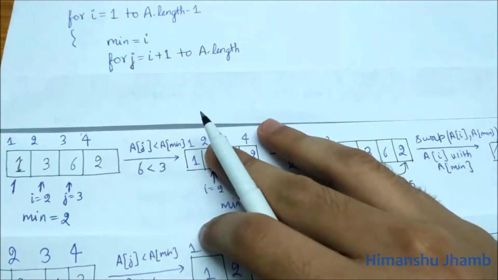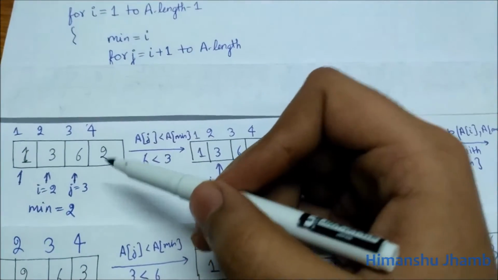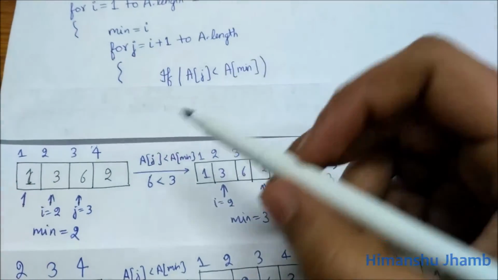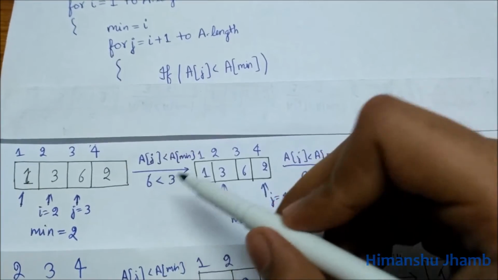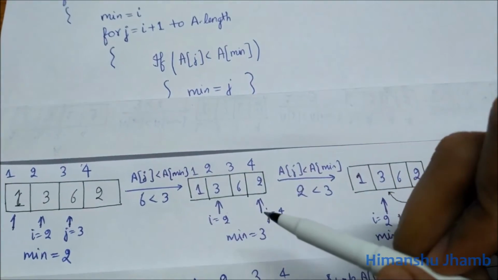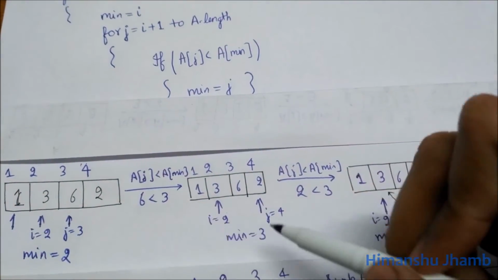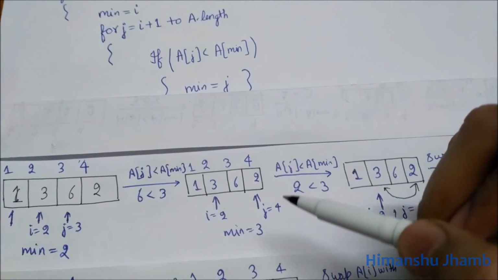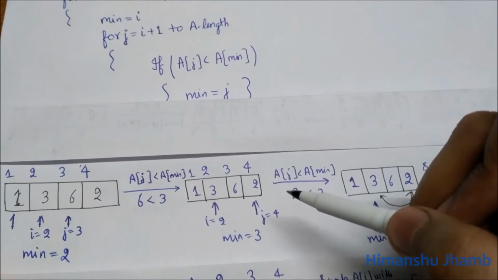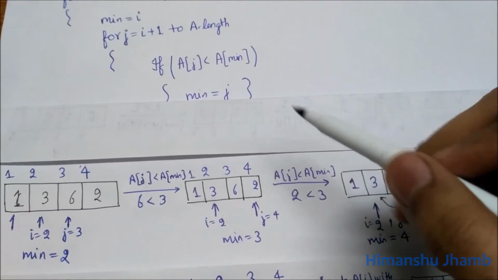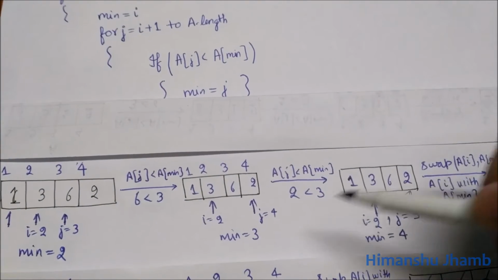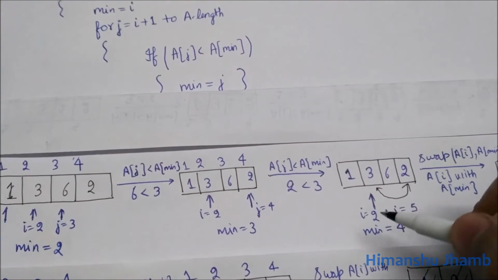Now j would be i plus 1, that is 3. We check if a[j] is less than a[minimum]. Yes, a[j] is less than a[minimum], so 6 is less than 3. So our minimum would be j. j was 3, so minimum would be 3 now. Now again j would be incremented to 4. Again we check if a[j] is less than a[minimum]. Yes, 2 is less than 3, so we update the minimum to be j. So minimum would be 4 now.